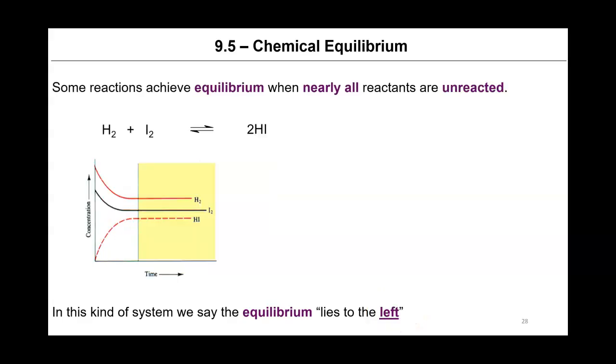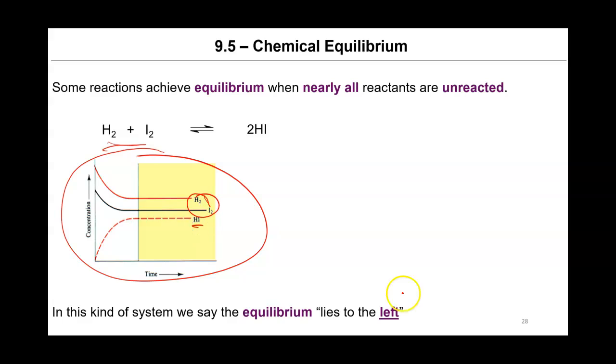Some reactions are quite different. In some reactions, very few of the reactants have been converted to products when we arrive at equilibrium. This is an example given in your book, and you can see that at equilibrium, the amount of reactants exceeds the amount of products. In these kinds of systems, we say that the equilibrium lies to the left.